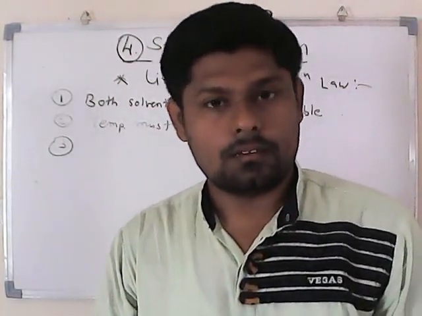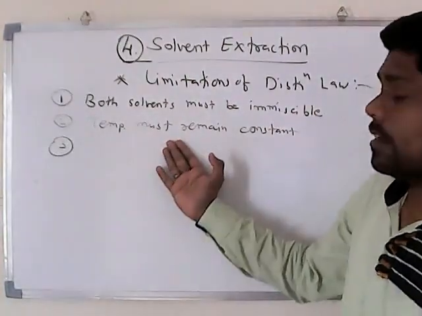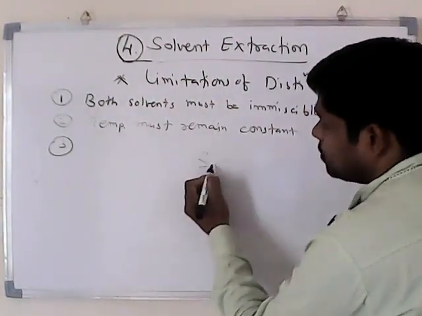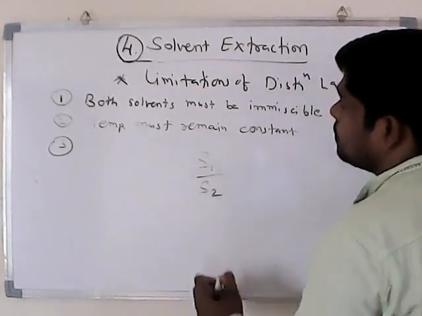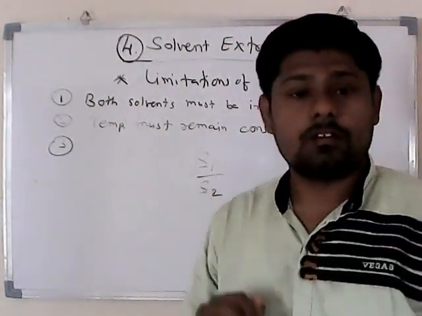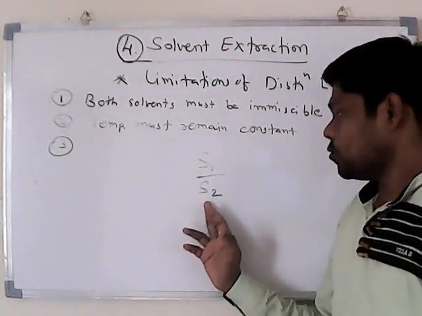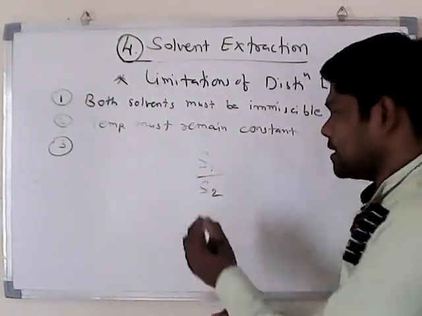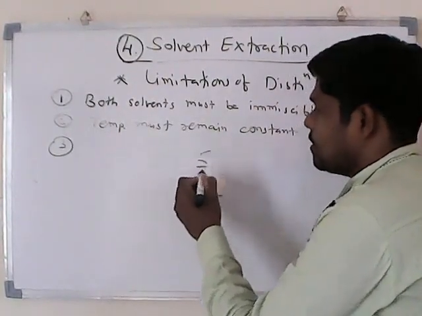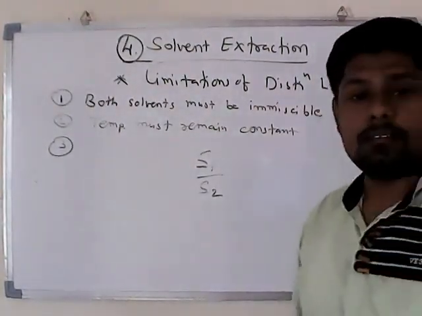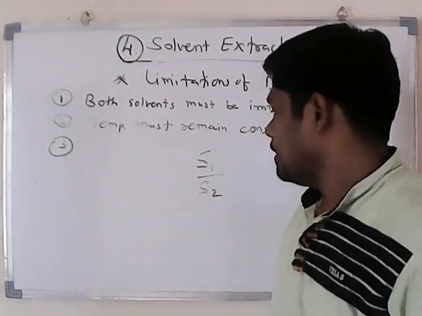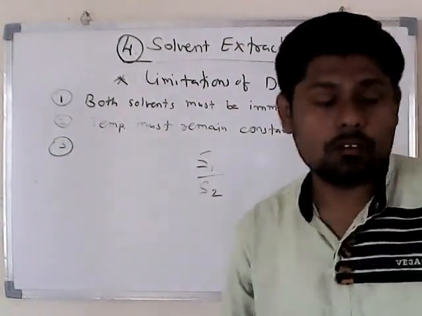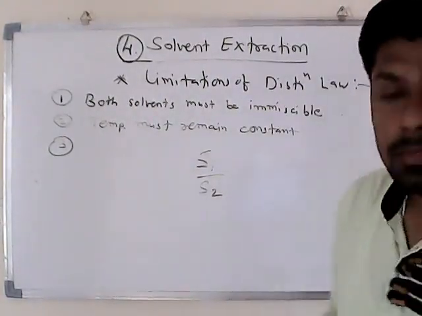That means temperature is directly proportional to solubility, and in the law of distribution, one ratio is there, that is S1 to S2, and I told you that S stands for solubility. Okay, S stands for solubility. That means temperature is directly related to the solubility. That's why temperature must remain constant when you do the practical of solvent extraction.